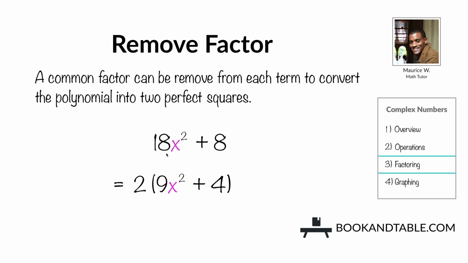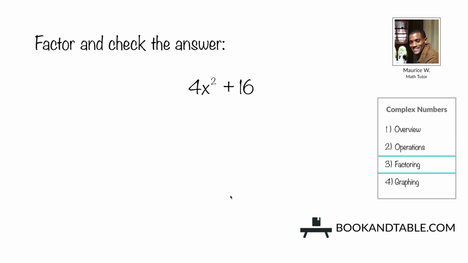But if we remove 2 from each of these numbers, we'll get 18 divided by 2, which is 9, and 8 divided by 2, which is 4, which will give us 9x squared, which is a perfect square, plus 4, which is also a perfect square. And now we can factor the sum of the two squares the way we normally would, with the factor 2 on the outside. So let's walk through an example.